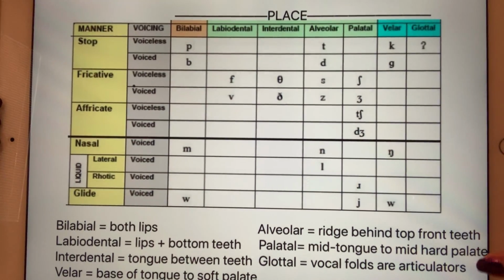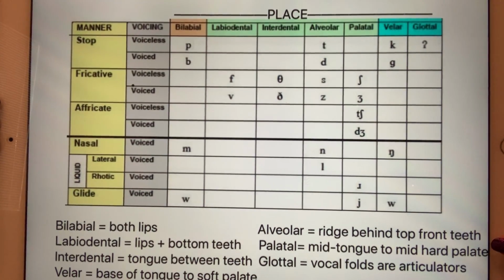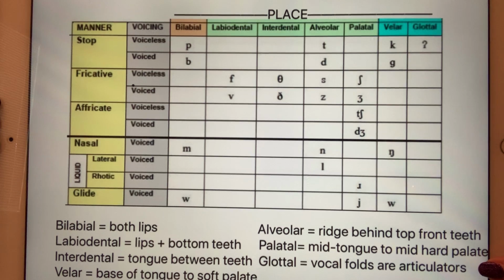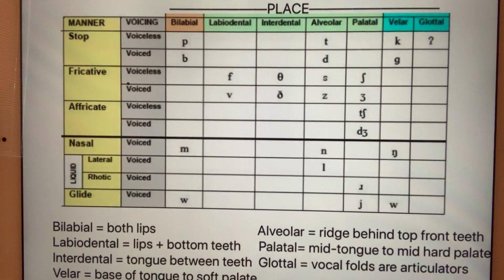Palatal sounds, those are made when the middle of your tongue contacts the middle of your hard palate, kind of where the hard palate and soft palate come together. And then glottal sounds, these sounds happen specifically when the vocal folds come together to create the articulation.